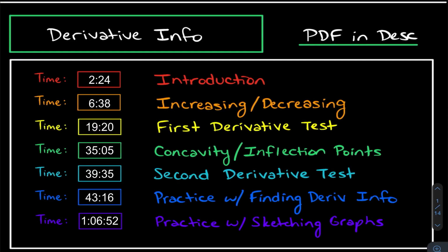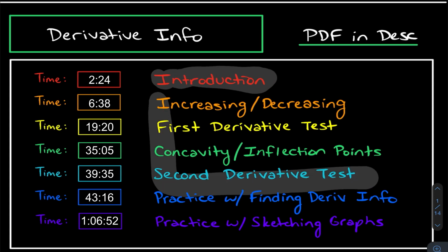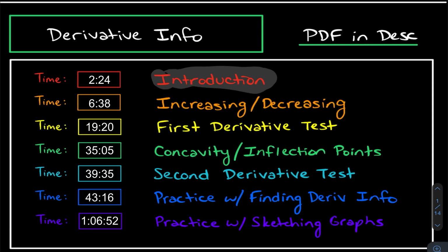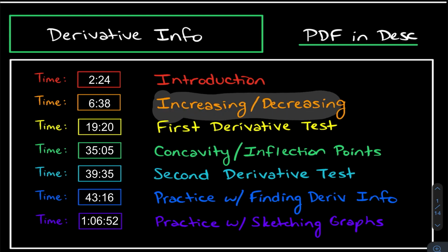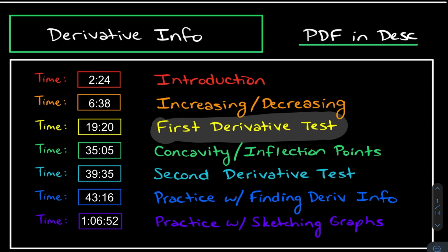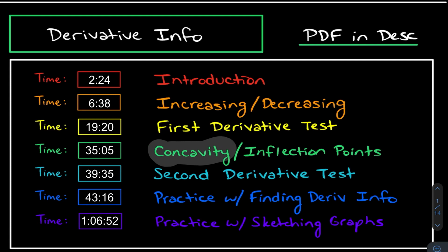I have the timestamps on the left if you want to jump to anything in particular here. In this video we'll start off with an introduction, which is just going to give an overview of these little bits of information, what they're for, what they do, all that stuff. Then we'll get into how to tell where a function is increasing or decreasing. We'll get into the first derivative test, which is going to help us find where a function has a max or a min. We'll get into concavity, which is basically where a function is curving up or curving down. That's concave up and concave down, respectively.